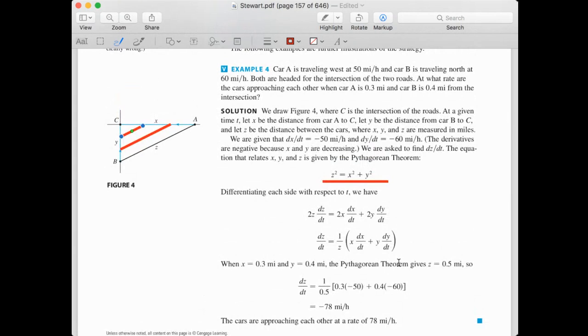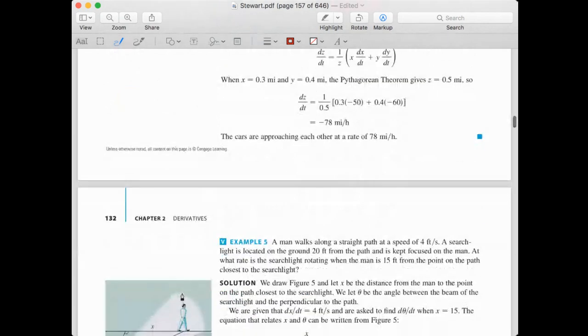So rate of change of one variable. When the quantity of the variable decreases, the rate of change would be negative. So that's the one thing we need to be mindful of.